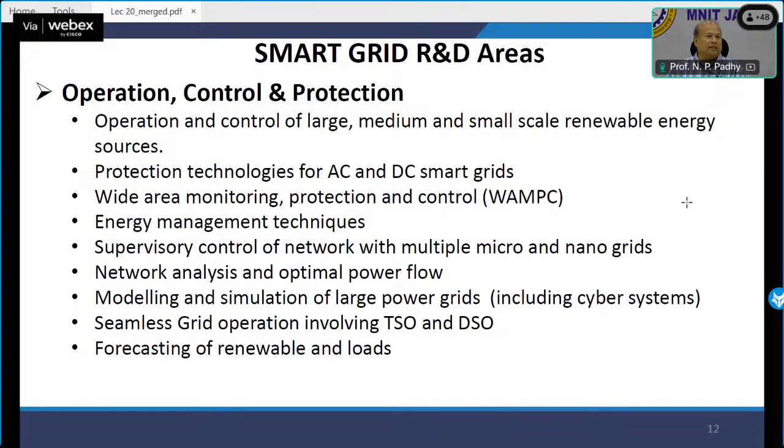So these are around 9 to 10 important topics which were considered important R&D topics in 2020. But even today, these are the domains one can focus on.